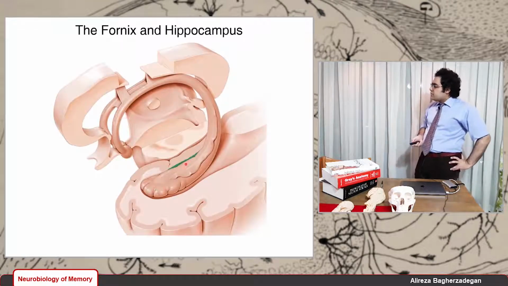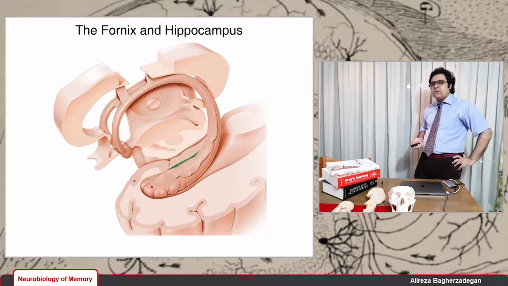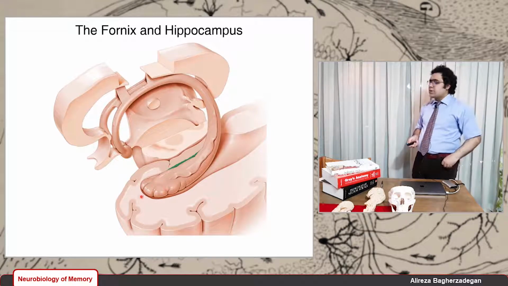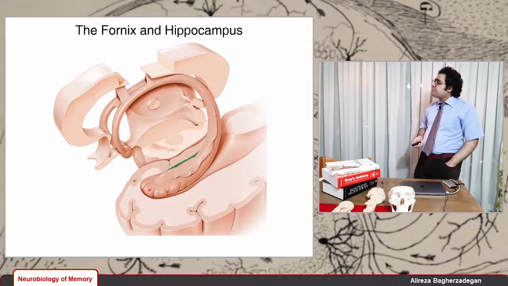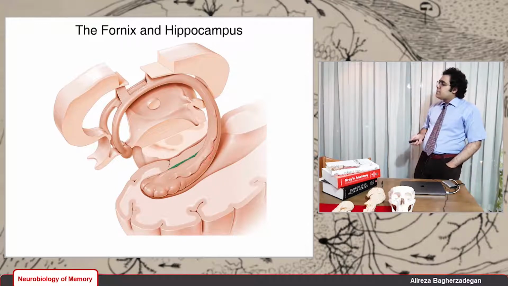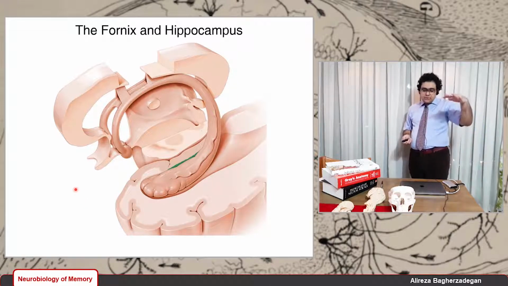This is another beautiful picture. You can see those grooves in the head of the hippocampus and how they resemble the paw of an animal. That's why they're called pes hippocampi. And then we have this structure called fimbria. The alveus is the outer layer of the hippocampus.